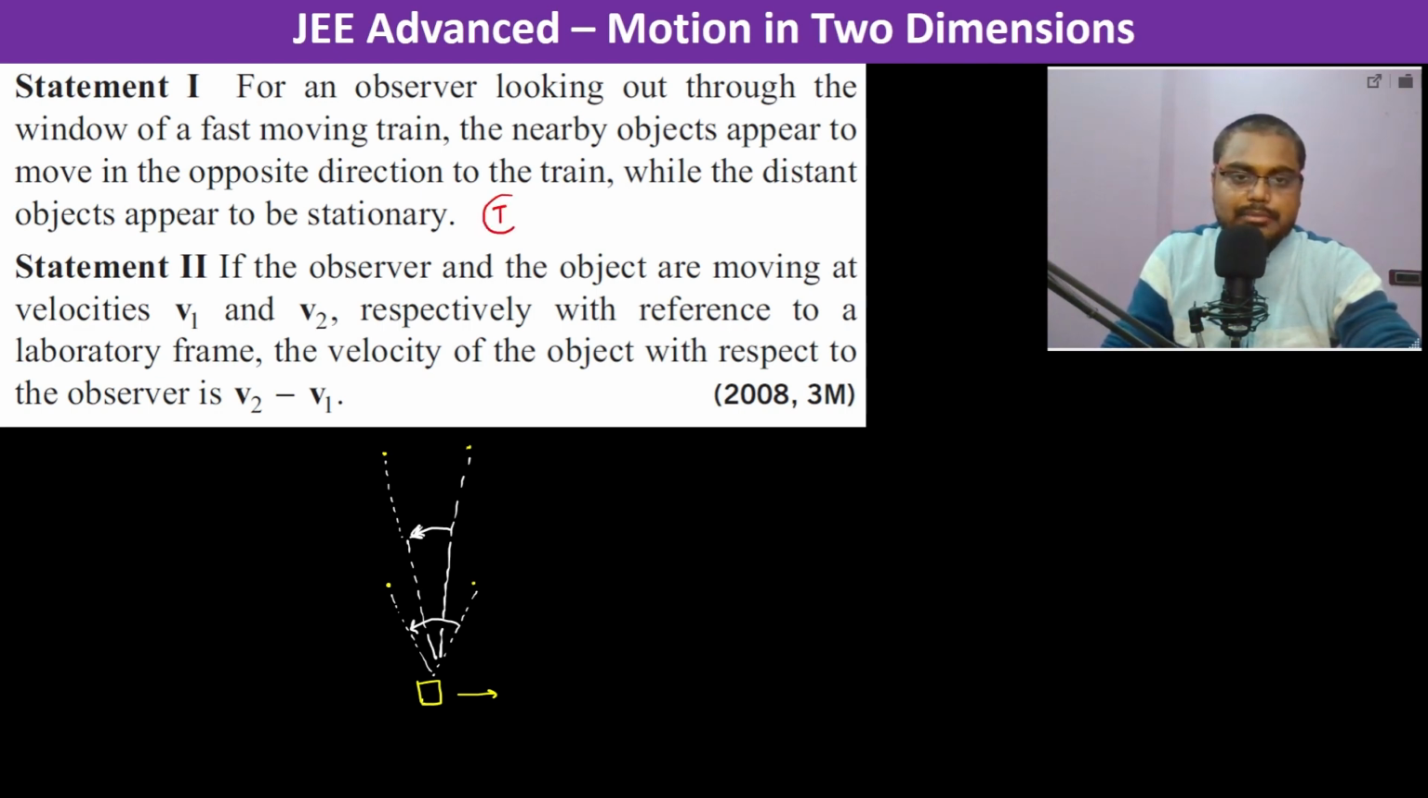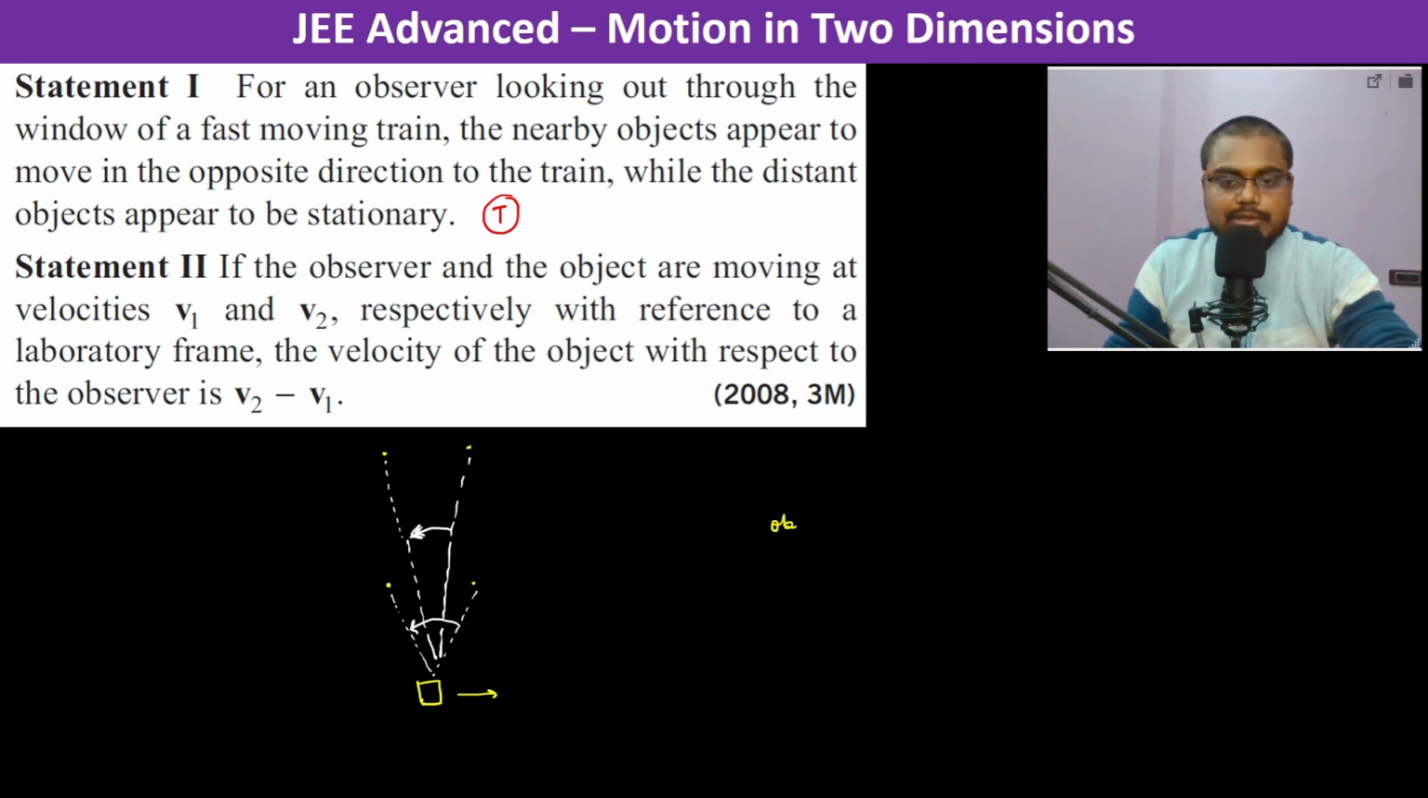Okay, and the reason being angular velocity is less. Statement 2: if the observer and the object are moving at velocities v1 and v2 respectively with respect to a laboratory frame, the velocity of the object with respect to the observer is, so that is v2 minus v1, that is quite true.